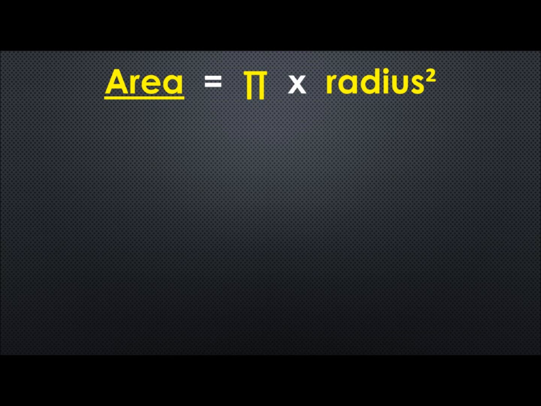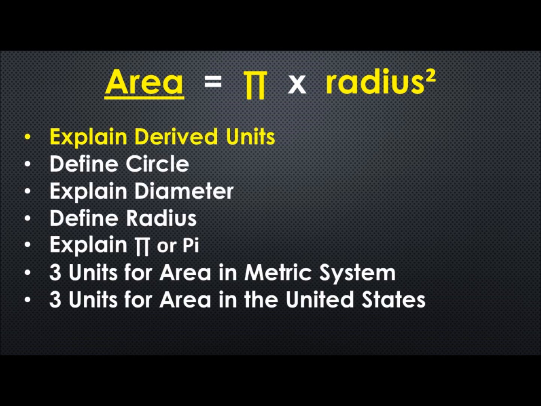The objective of this video is to show how to find the area of a circle. We will explain derived units, we will define a circle, we will explain diameter, we will define radius. We will also explain pi, and we will show 3 derived units for area in the metric system, as well as 3 derived units for area in the United States standard system.